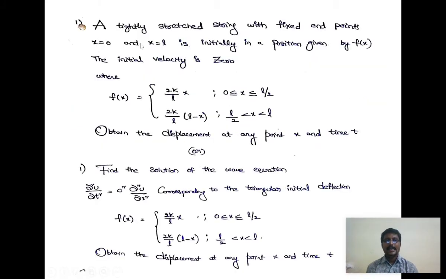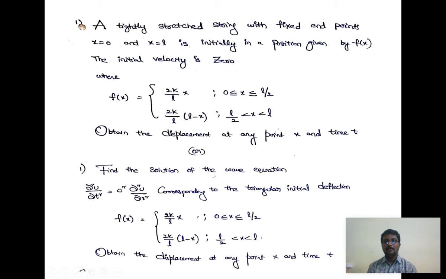Problem: a tightly stretched string with fixed endpoints x equal to 0 and x equal to L is initially in a position given by f of x. The initial velocity is here 0. f of x is 2k by L x, where x lies between 0 to L by 2, and 2k by L into (L minus x), where x lies between L by 2 to L. Obtain the displacement at any point x and time t.